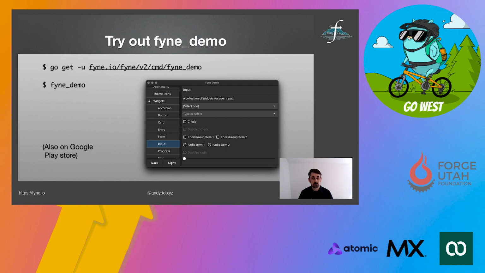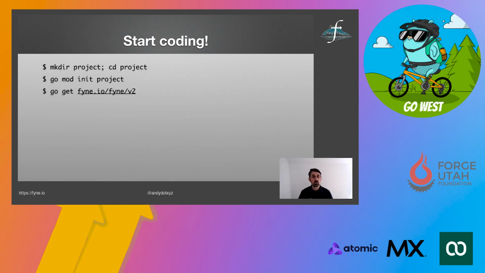So let's get started with some code. Well, first of all, we need to make a project. So here I just illustrated creating a new project folder. You need to initialize your modules, assuming a recent version of Go, and then we go get fyne.io/fyne/v2, which includes Fyne in your project dependencies. And now we're going to edit our first file. We'll just call it ui.go. Other names are available.